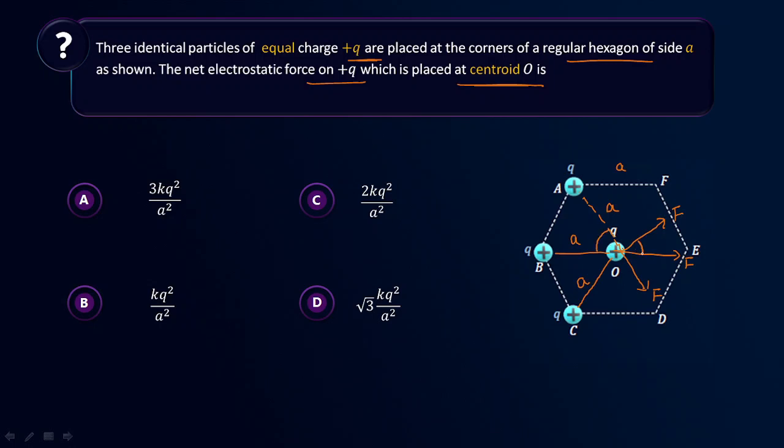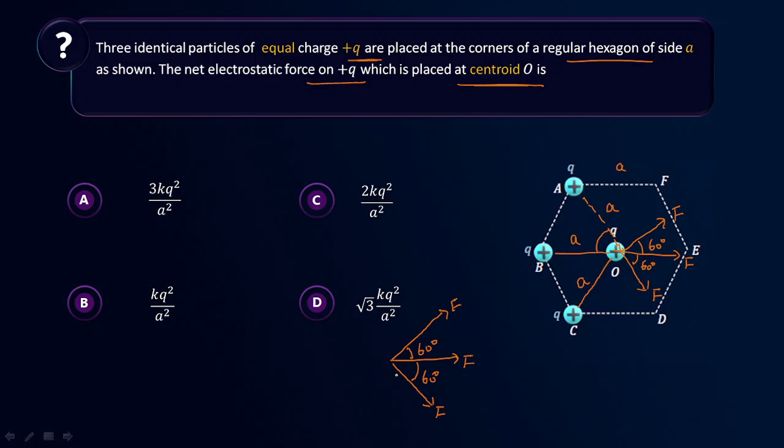Equilateral triangle. So this angle will be how much? 60 degree and 60 degree. So we have three forces. One force is like this, another force at an angle of 60 degree, this angle is 60 degree, and again one more force at an angle of 60 degree, right?